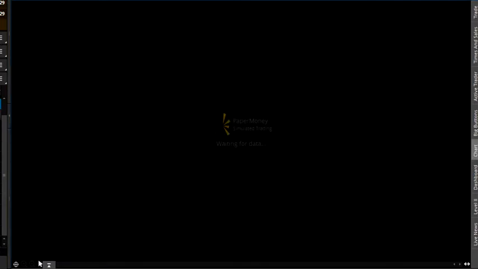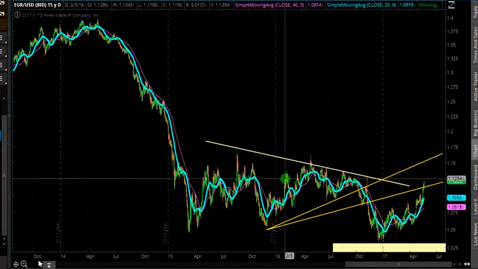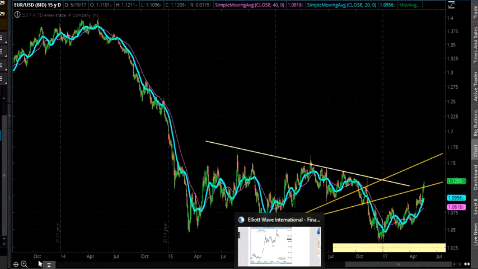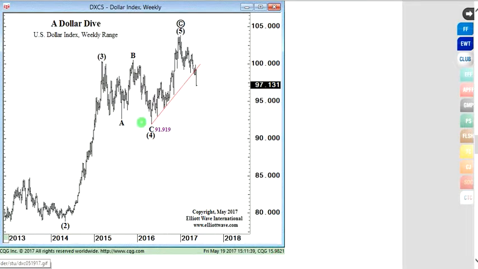Nah, it's not going to come up. All right, well, let's look at, I'll tell you what we could do to look at the dollar. I pulled it up earlier. Let's switch over here to this Elliott Wave financial forecast and zoom in on the dollar here.